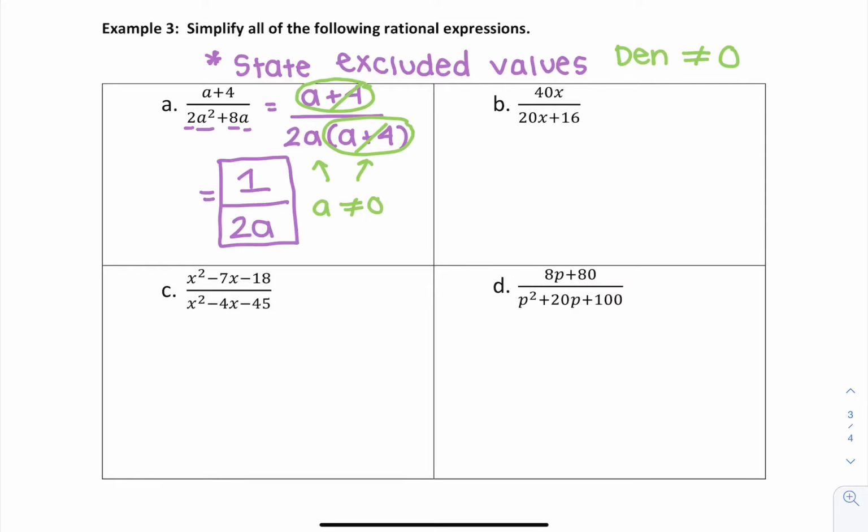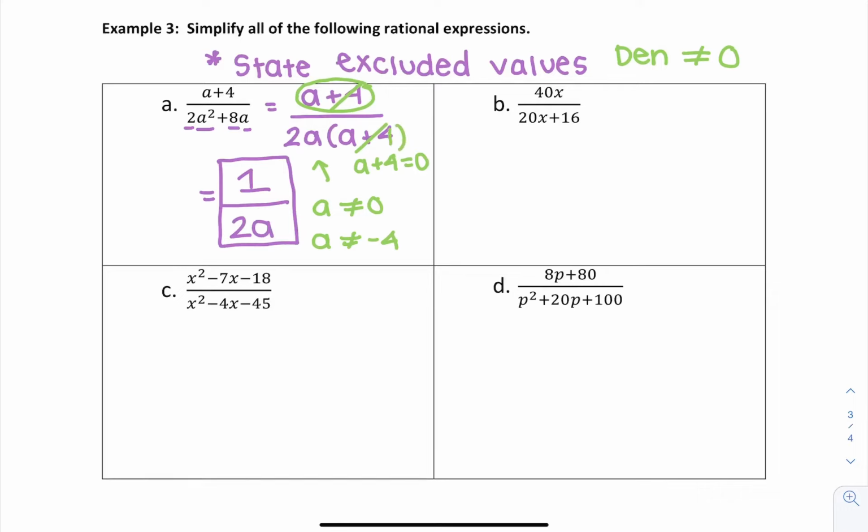Also, this a plus 4 can't be 0, which means a can't be equal to negative 4. So I can figure out what can't be 0 by setting the a plus 4 equal to 0. So a can't be negative 4.